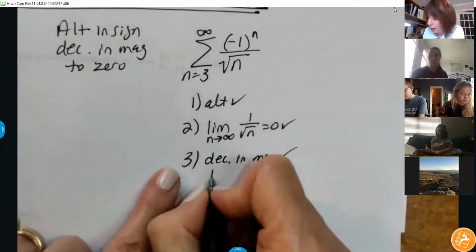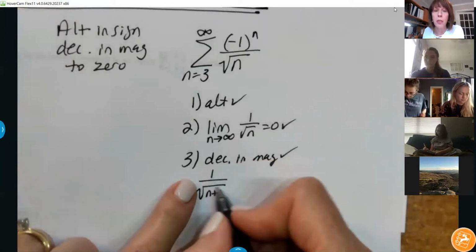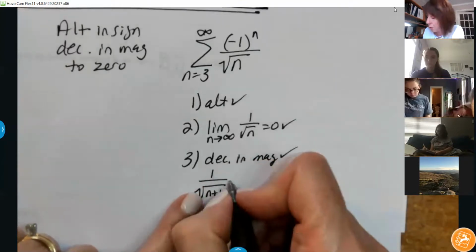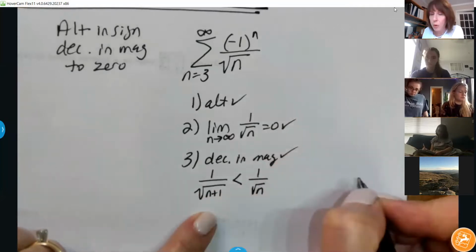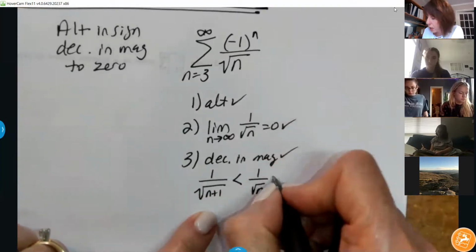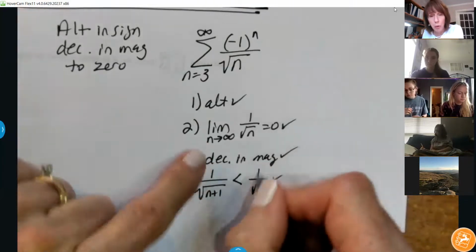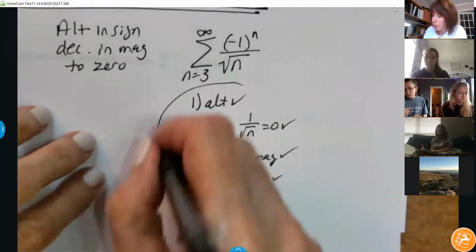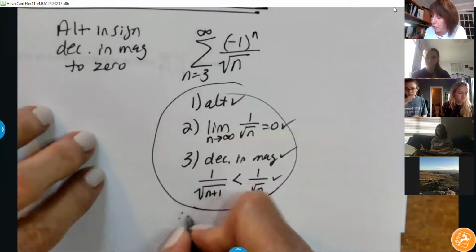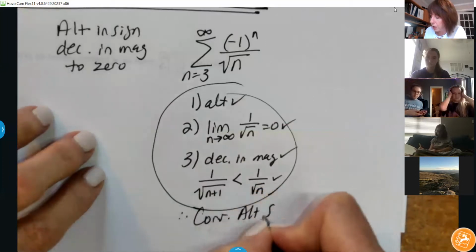So you can either write decreasing in magnitude, check. Or you could say 1 over the square root of n plus 1, which is the n plus 1 term, is less than the n term, 1 over square root of n. Check. These two mean the same thing. I need you to know both, but you only need to write one of them. So this was how we did it in class. And so we said, therefore, we are converging by alternating series test.